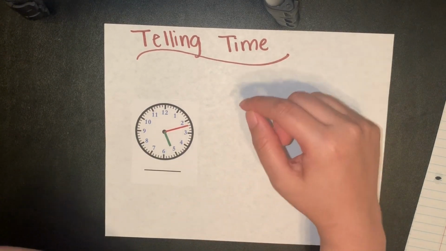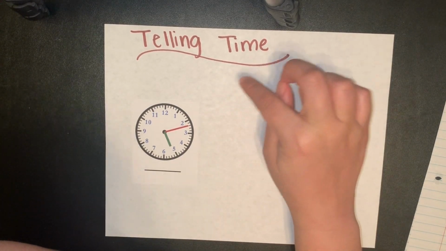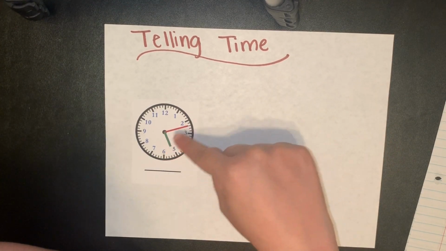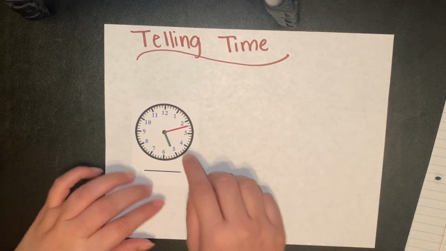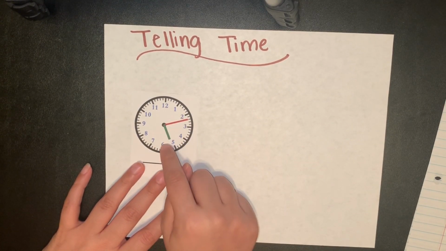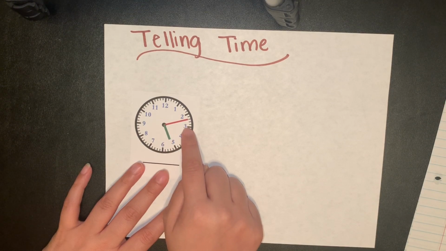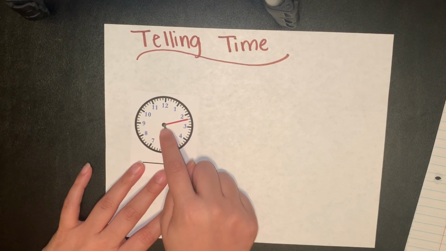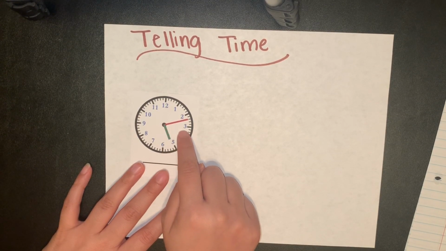In this lesson, we're going to look at clocks and how to tell time. If you look at our clock, there are two hands on it. One of them is shorter than the other. The green one is shorter than the red one. That's because there is a difference between the short hand and the long hand.